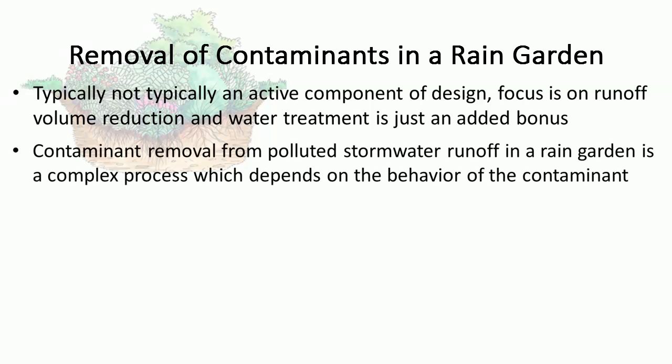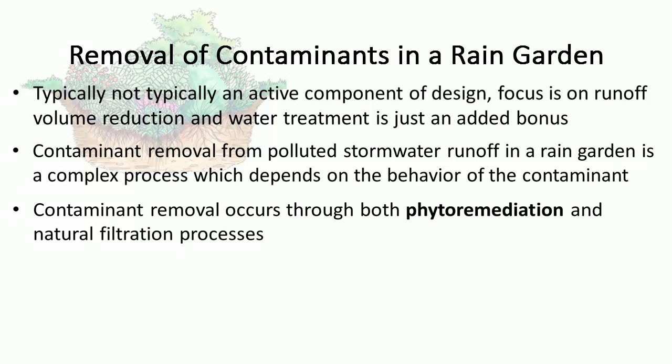Rain gardens remove contaminants through several complex processes, and the effectiveness of treatment will usually depend on the pollutants involved, as well as how they behave. There are two processes of contaminant removal in rain gardens: phytoremediation and natural filtration. As you probably have a vague understanding of how filtration works, we'll take a closer look at phytoremediation instead.